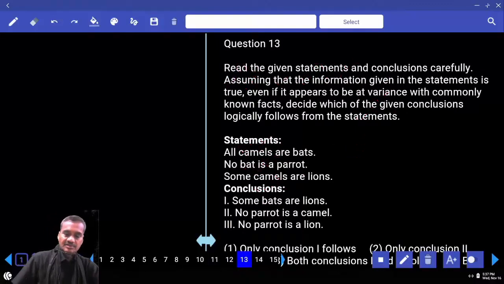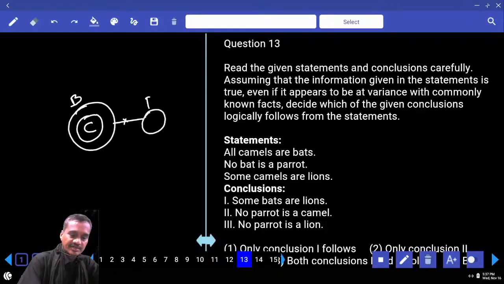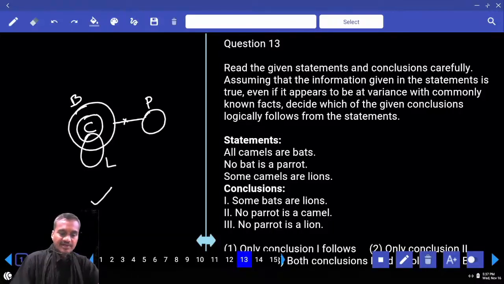Then coming to 13, all these camels are bats. This entire camel is a part of what? Bat. And no bat is parrot. No intersection between bat and parrot. And some camels are lions. Some of the camels are lions. And some bats are lions, definitely true. No parrot is a camel, definitely true. And no parrot is a lion, as of now, definitely true.